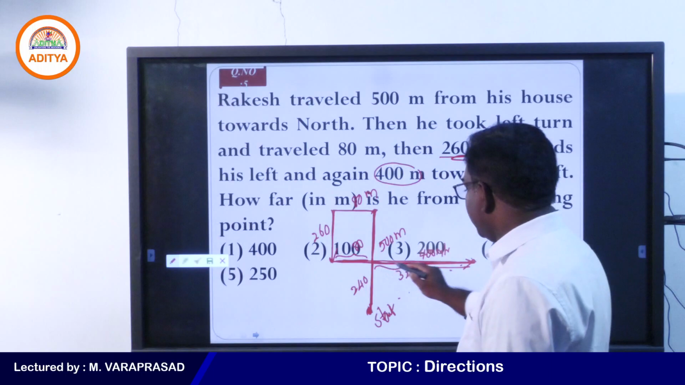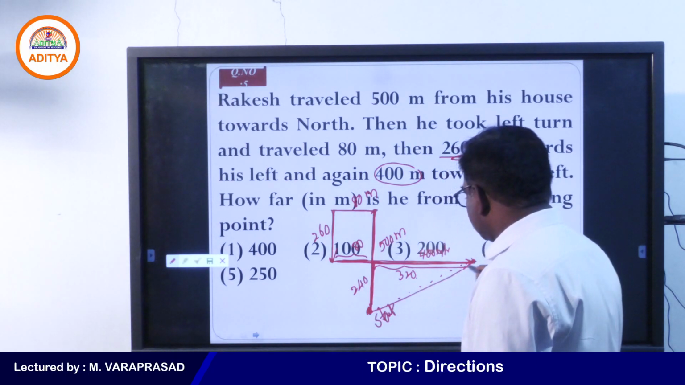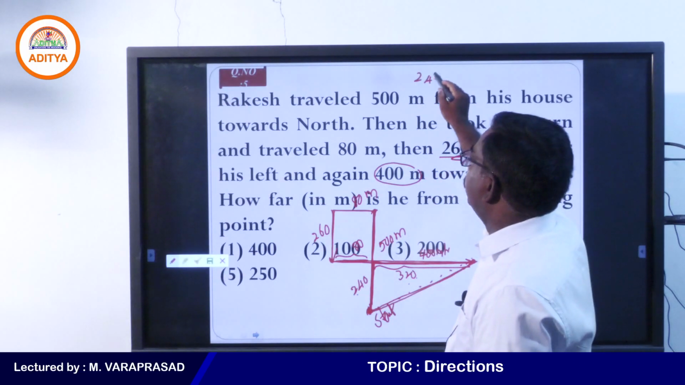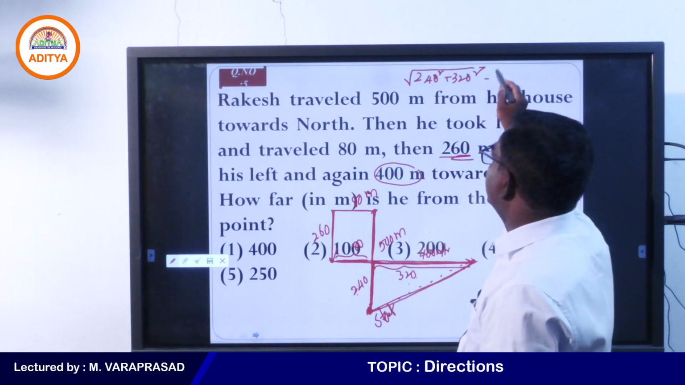So, now this part we got 320 and this part we got 240. What about this part? 240 square plus 320 square. Yes, my students, how much will you get as the answer here?